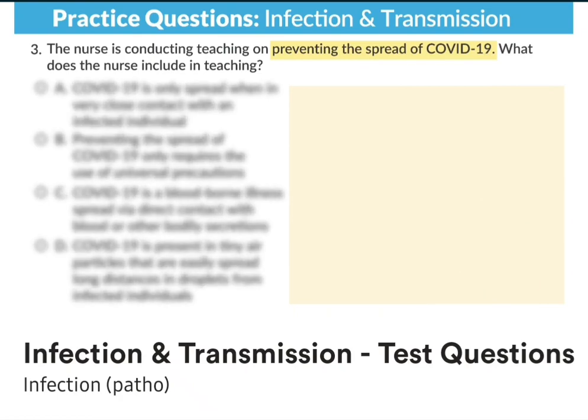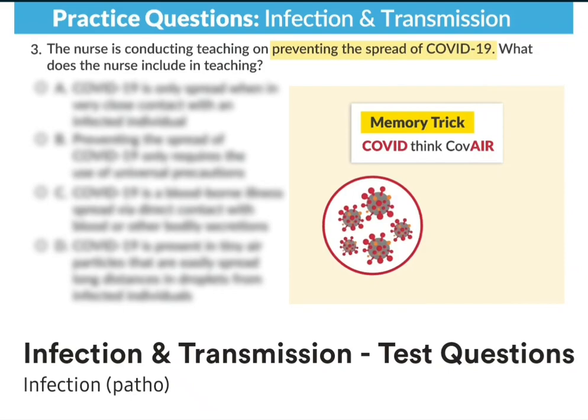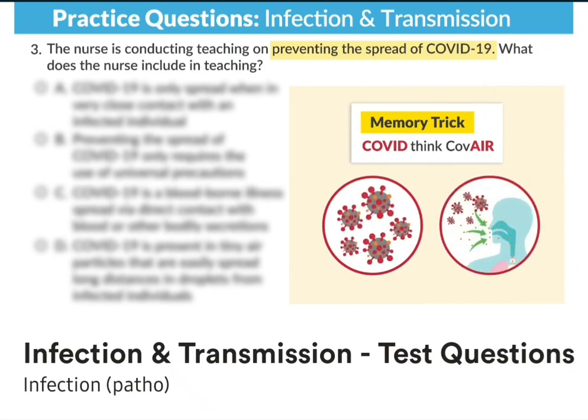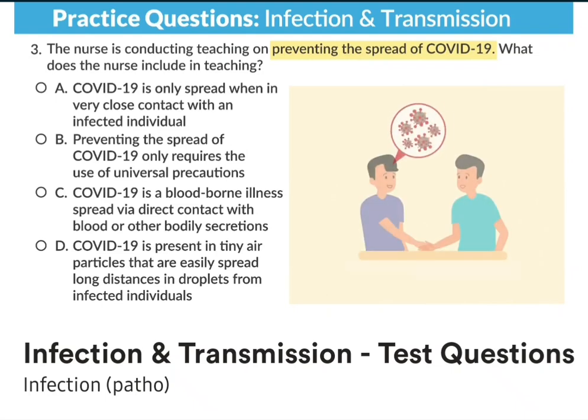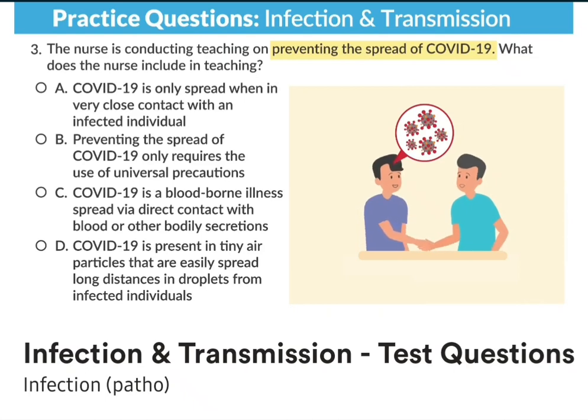Now, before looking at the options, always think of 1 or 2 things you know about those key terms. So the memory trick, think of COVID as cove air. Think airborne transmission. So let's look at the options here. Option A, COVID-19 is only spread when in very close contact with an infected individual. That's 6 feet apart, right?